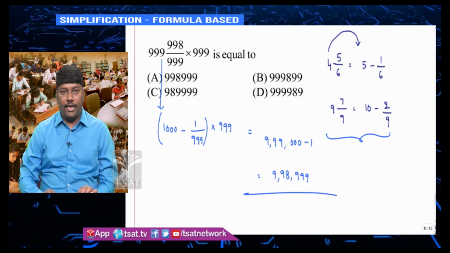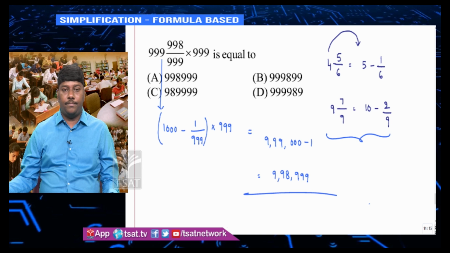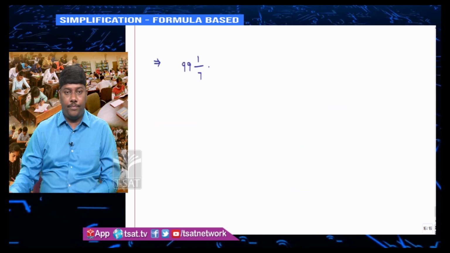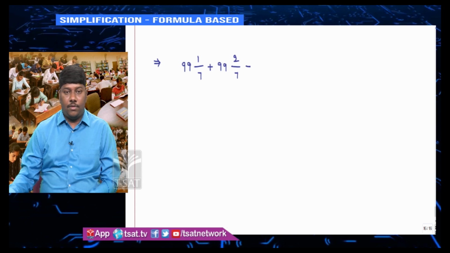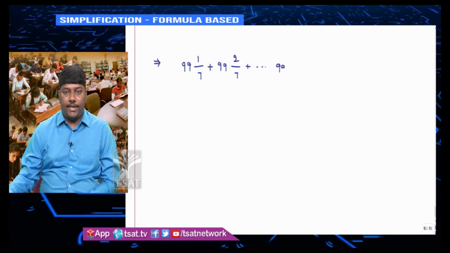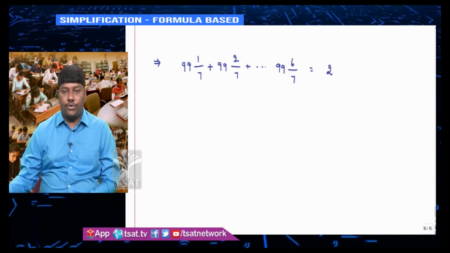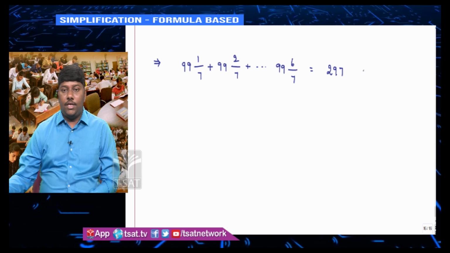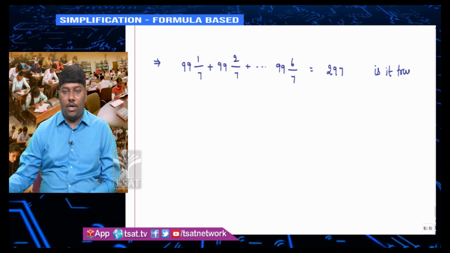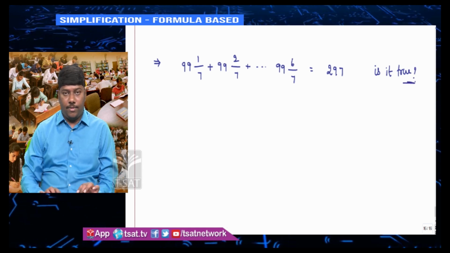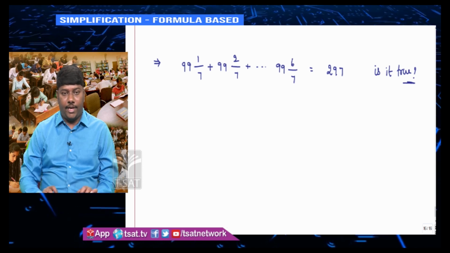You can always write A B by C as A plus B by C. Sometimes they can also ask you 99 1 by 7 plus 99 2 by 7 plus so on 99 6 by 7. Let's say sometimes they will give you is equal to 297. Is it true or false? Let me ask you which of the following options are true, or is it true or false? Now we will actually try to find out the answer here.